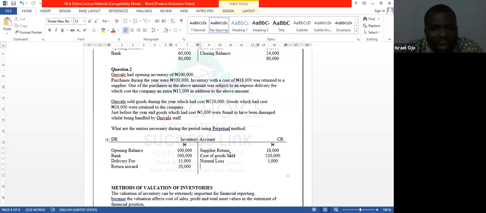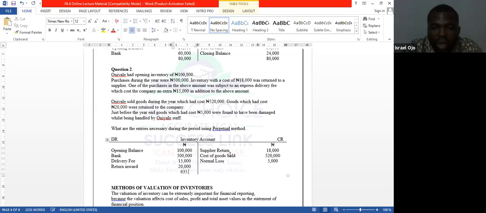So now on our debit side, if we press our calculator and add everything together, it will give us 100,000 plus 500,000, that's 600,000. 600,000 plus 15,000, that's 615, plus 20,000, that will give us 635,000.